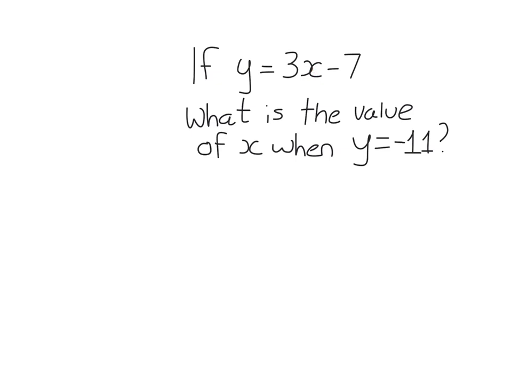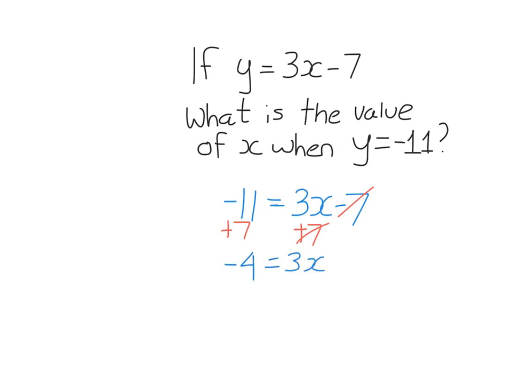So all we need to do for this is take our equation y equals 3x minus 7, and I'm going to change y into minus 11. So now I can just solve like I solved all the other equations. To get x by itself, I'm going to add 7 to both sides because add 7 undoes subtracting 7. So if I add 7 to the right-hand side, I must also add it to the left-hand side. So I get minus 4 equals 3x, and then I'm going to divide each side by 3, and I get minus 4 over 3 equals x.